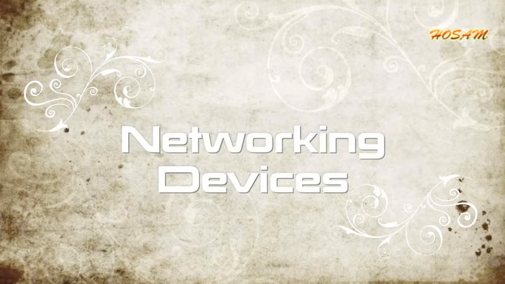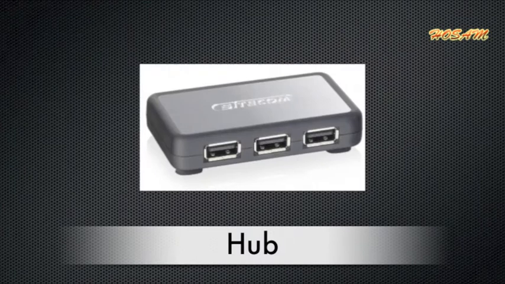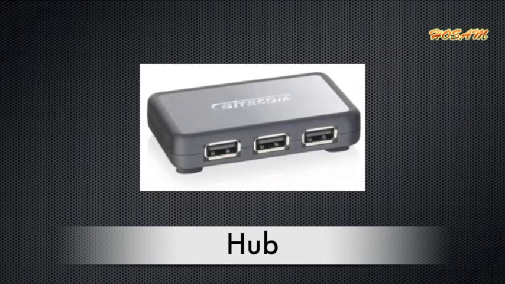So let's start. At the bottom of the networking food chain, so to speak, are hubs. Hubs are used in networks that use twisted pair cabling to connect devices. Hubs can also be joined together to create larger networks.